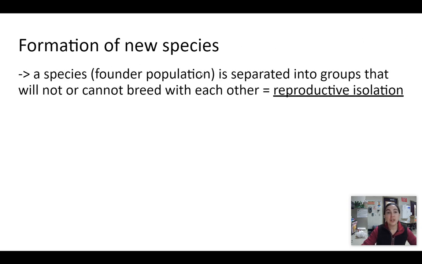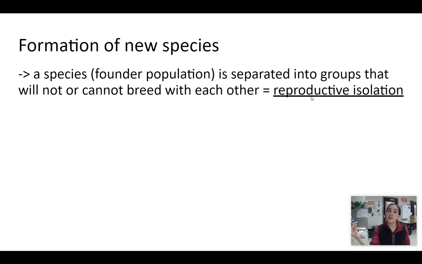First, the original population, that original species, which we sometimes call the founder population, has to be separated into groups that either can't or won't breed with each other. That part is called reproductive isolation, and that's really important because to become a separate species, we have to separate the gene pools of those two groups of organisms. So they're no longer mixing DNA and mixing genes.